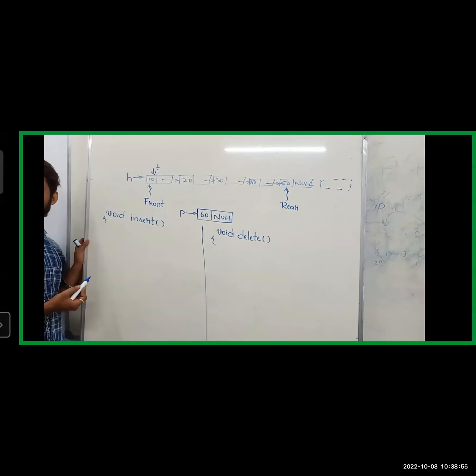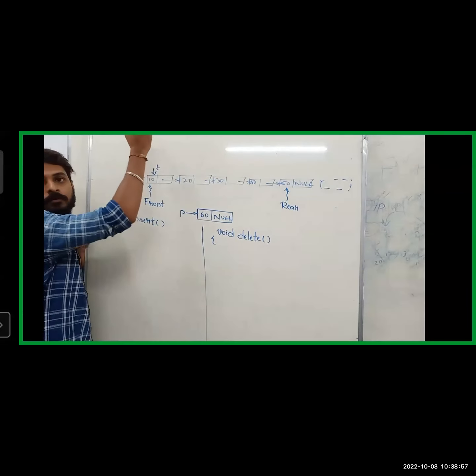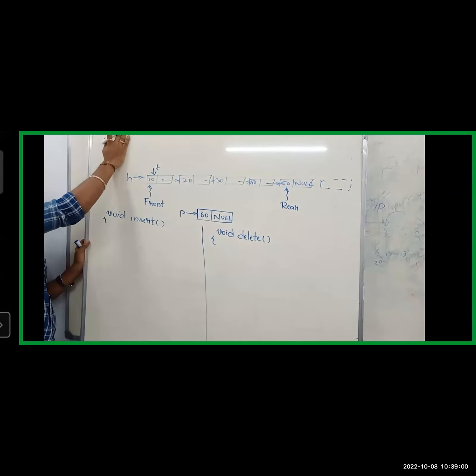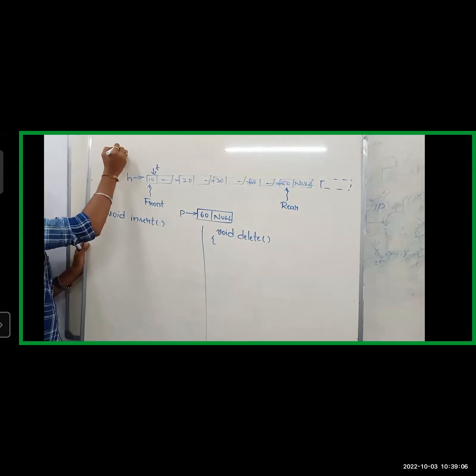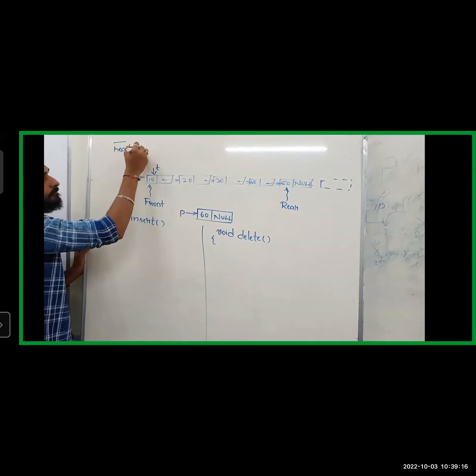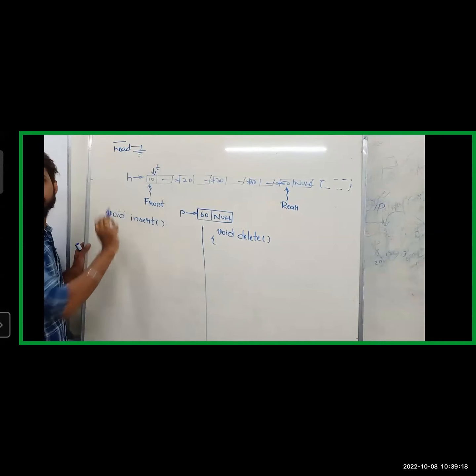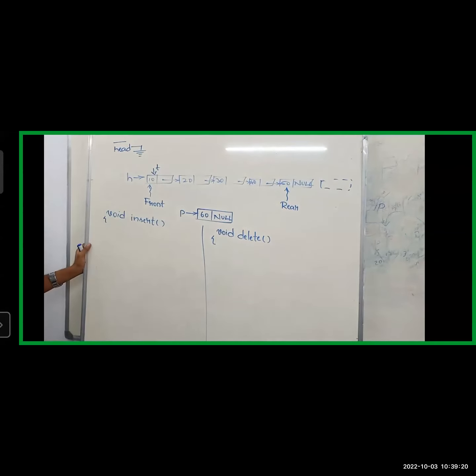What might be the two cases here? For the insertion side I'm writing the diagram here, and for deletion that side. So there might be two cases. Is it visible till here? Yes, sir. So assume that here it is your head. Not only head, your front and rear, or otherwise beginning and tail. Anything you can consider. Front and rear I'll consider.